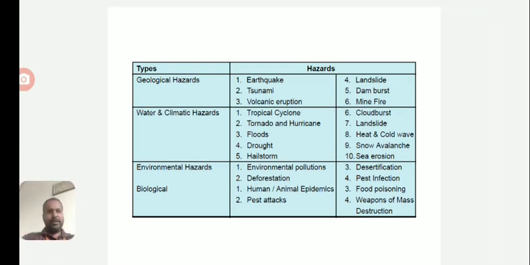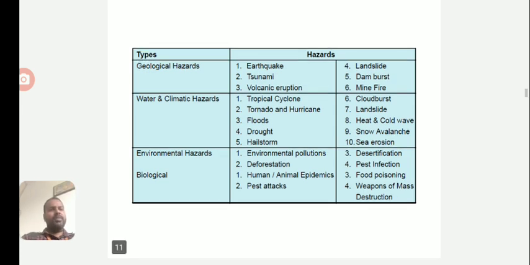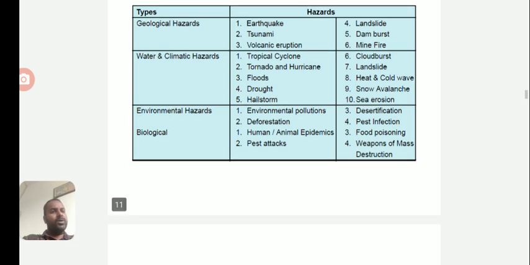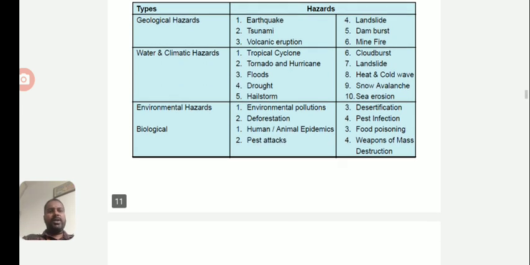The next types: this table shows the hazards and types. Geological hazards are earthquake, tsunami, volcanic eruptions, landslide, dam burst and mine fire. These are all geological hazards. Water and climatic hazards are tropical cyclone, floods, drought, heat wave and cold wave. During the summer season the heat will be more; that is called a heat wave. During the winter season the temperature will be very low; that is called a cold wave.